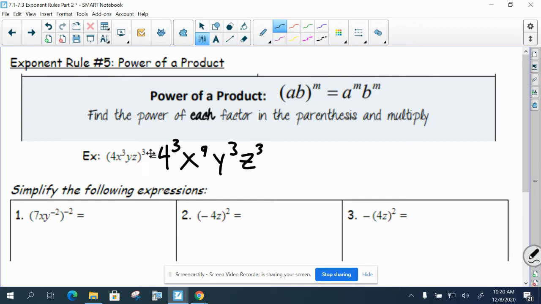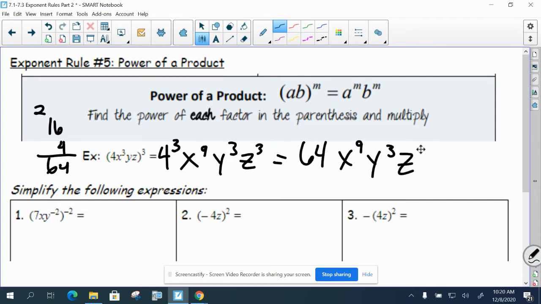You could simplify 4 to the third. 16 times 4 times 4 is 16 times 4, which is 64. So this would be 64 x to the 9th, y to the 3rd, z to the 3rd.